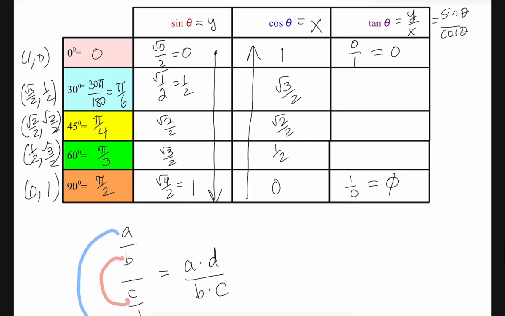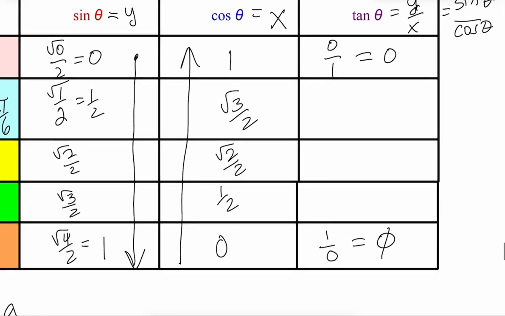Okay, so let's start with 30. 30, it's going to be the y value over the x value. So it's 1/2 over square root of 3 over 2. Now, let's do big C over little c. Now, I don't actually physically do the multiplication. What I like to do is just put, what am I trying to multiply on top? What am I trying to multiply on the bottom? Can I reduce it, make it pretty, and so on.